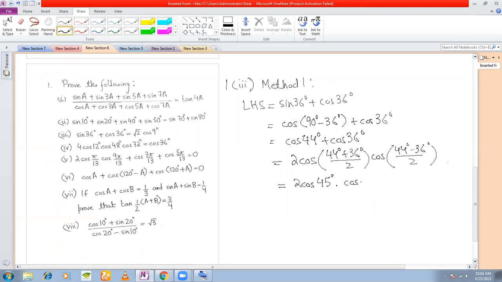Is 18, I think. Right? Minus is 18. Yes. 18 divided by 2 is 9 degree. Fine. And cos 45, you know, is 1 by root 2. Cos 9 degree. So this 2 can be written as root 2 into 1 by root 2 cos 9 degree. So 1 by root 2 cancels.